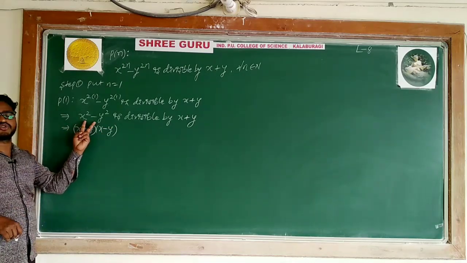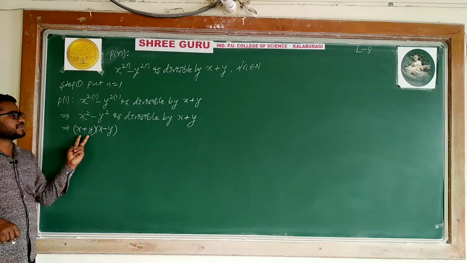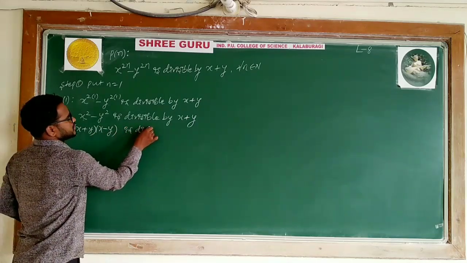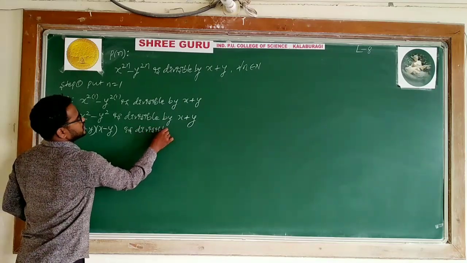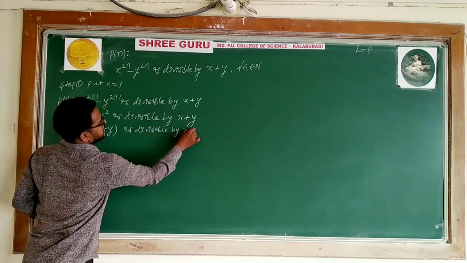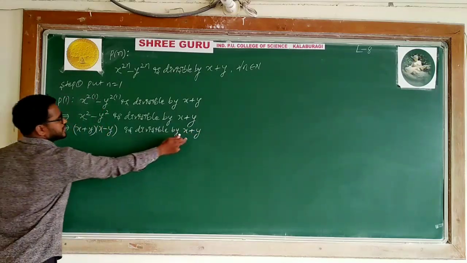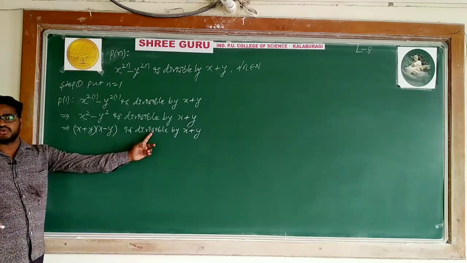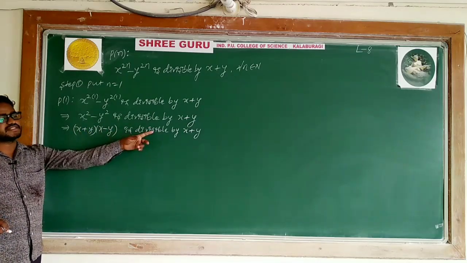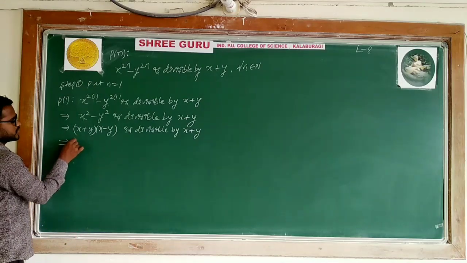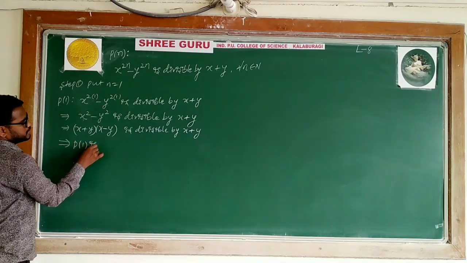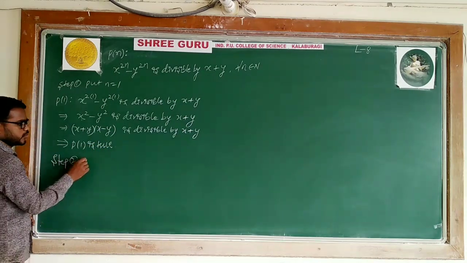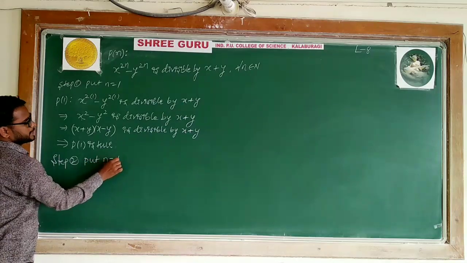Because a square minus b square can be written as a plus b into a minus b, it is divisible by x plus y. Listen to me, x square minus y square is divisible by x plus y, which means the statement is true because x plus y is a factor. So you can say P of 1 is true. That is step 1.